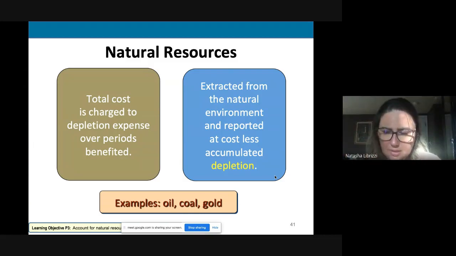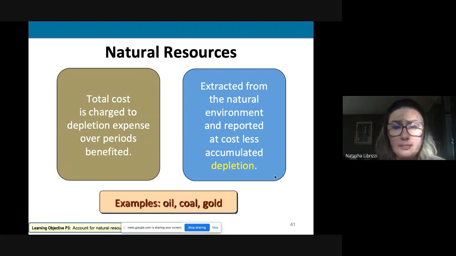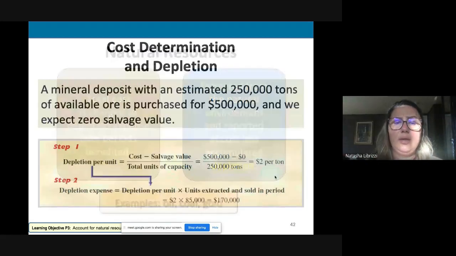Something I should probably mention. When we have a fixed asset, we call it depreciation. When it's an intangible asset, we call it amortization, and when it's a natural resource, we call it depletion. So it's the same concept, it's just a different vocabulary we use to reduce the asset cost. So total cost changes, and a lot of times assets used to derive the natural resource also would be tied to that.